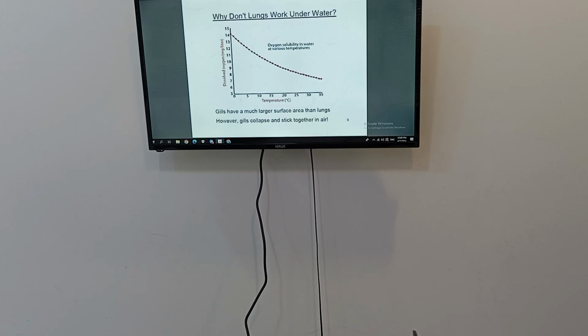water at higher temperature. Gills have a much larger surface area than lungs, however, gills collapse and stick together in air. Gills are what fish use to breathe.